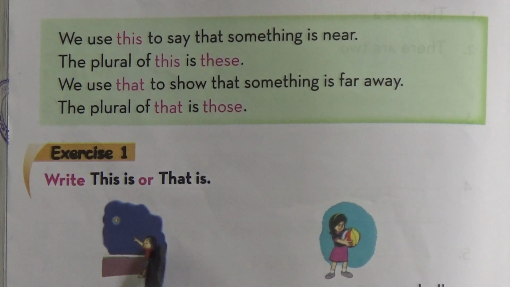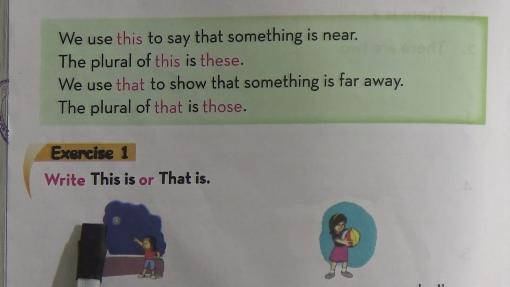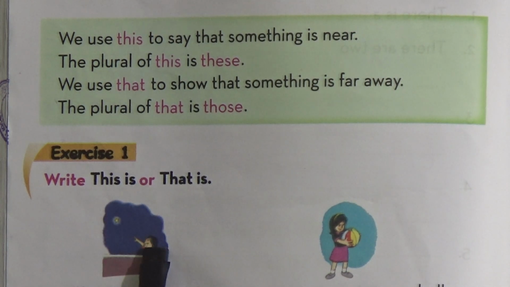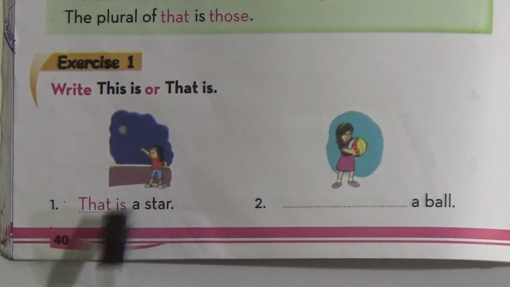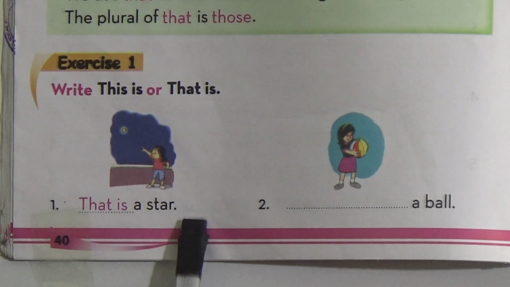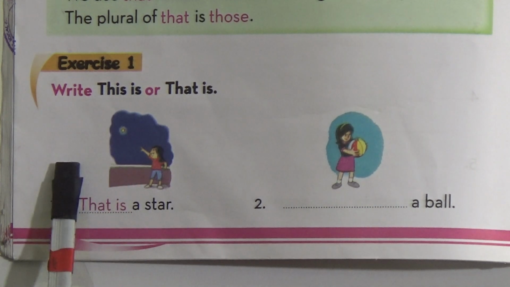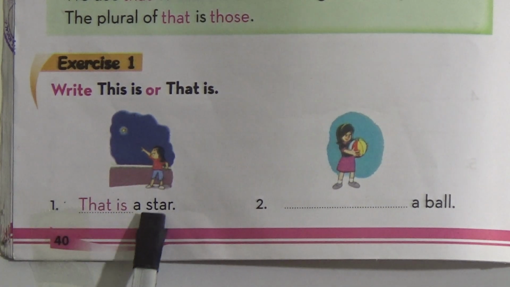See, here the boy is pointing at a star. Is the star near to him? No, it's far from him. So we can write that is a star. That is a star because when something is far away from us, we will write that is.